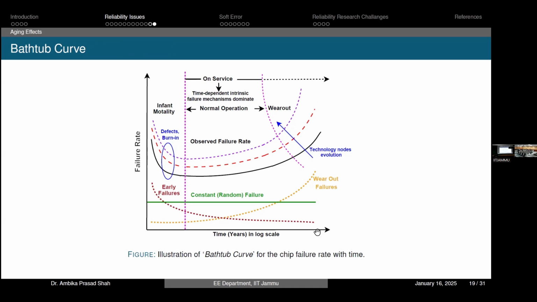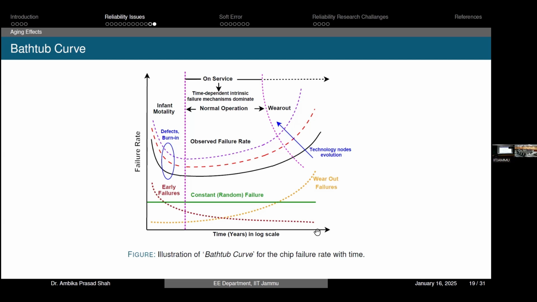When we fabricate, the initial defects could be early failure, infant mortality, defect burn-in mortality. So there is a possibility that the failure rate could be higher at the initial level. Let us assume I have fabricated 100 chips. There is a possibility that suddenly 10 chips are not working. So infant mortality is very high at the initial level. Once your chip starts working, infant mortality is not a big problem. Then other kinds of failure come into the picture. So the failure rate keeps reducing with respect to time.